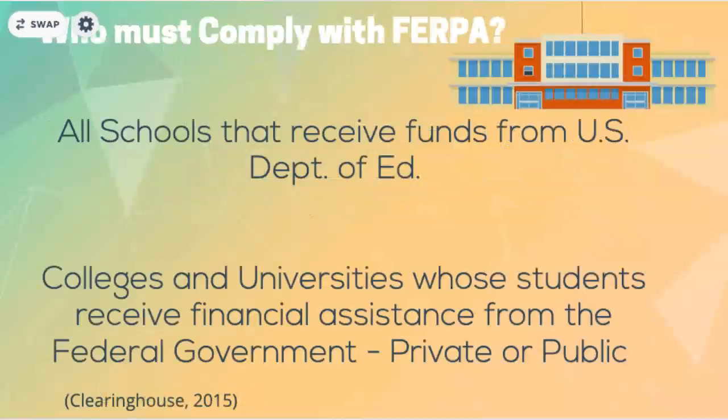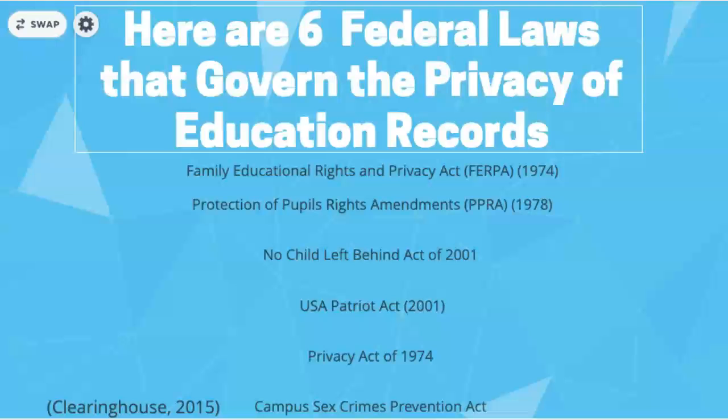All schools that receive funds from the U.S. Department of Education must comply with FERPA. That includes colleges and universities whose students receive financial assistance from the federal government, private or public. And here are the 6 federal laws that govern the privacy of education records. That includes the Family Educational Rights and Privacy Act, Protection of Pupils' Rights Amendments, No Child Left Behind, the Patriot Act, the Privacy Act of 1974, and Campus Sex Crimes Prevention Act.